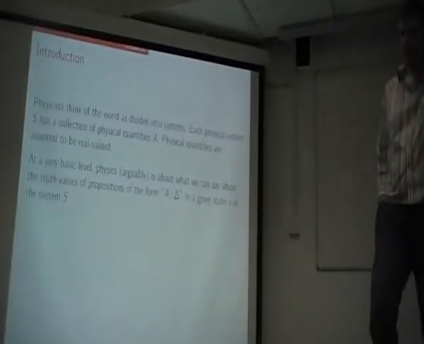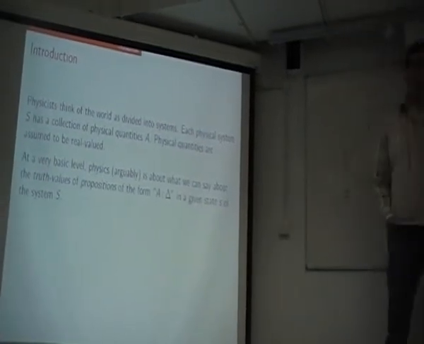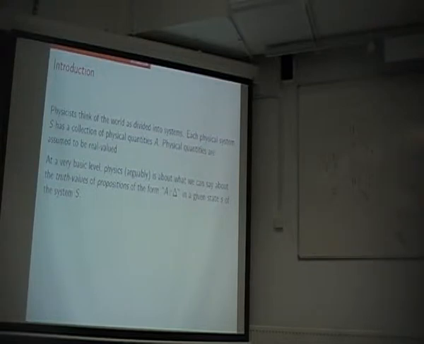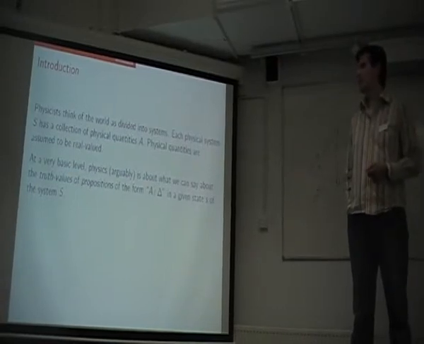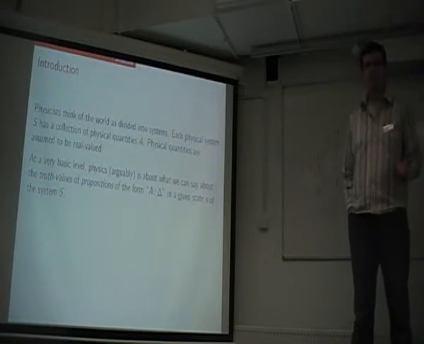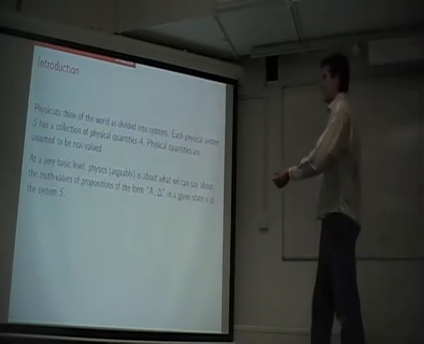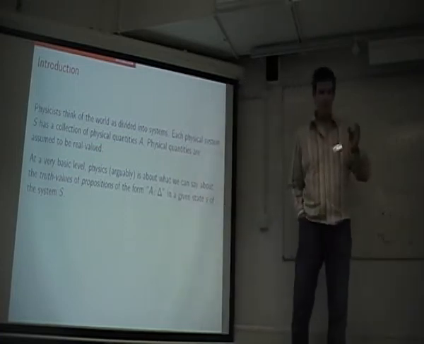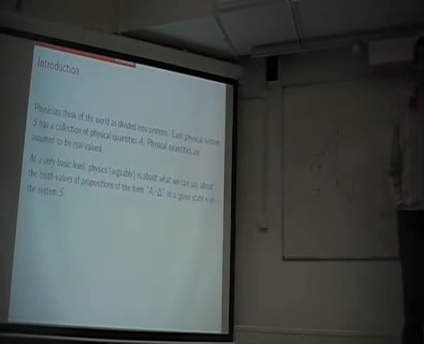Some people have said they're not physicists, so I'll tell you what physics is all about on my first slide. Physicists think about the world as divided into systems, and each physical system S comes with a collection of physical quantities A, and we assume that these physical quantities have real values. At a very basic level, physics arguably is about what we can say about the truth values of propositions of the form "A is in delta", which means the physical quantity A has a value in the set delta of real numbers. And of course, I can only say something about truth values if I have a state of the system given. So that's what physics is about, arguably.